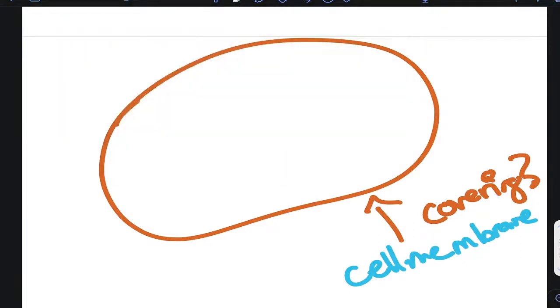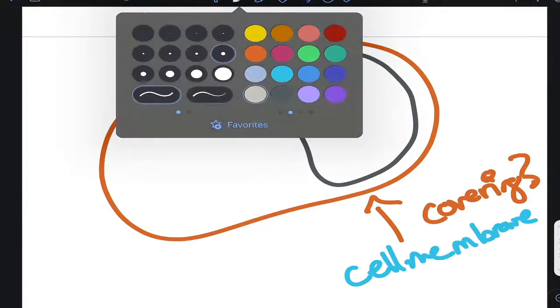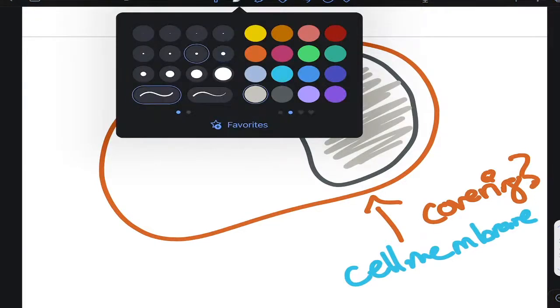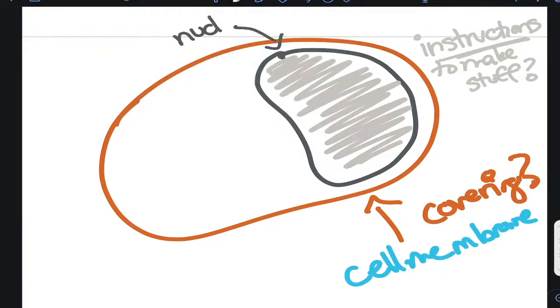What is the part of a cell that gives instructions on stuff to make? Because cells exist to make stuff. What is the part of the cell that has the instructions? So instructions to make stuff. What has the instructions? Hopefully you said it is the nucleus.